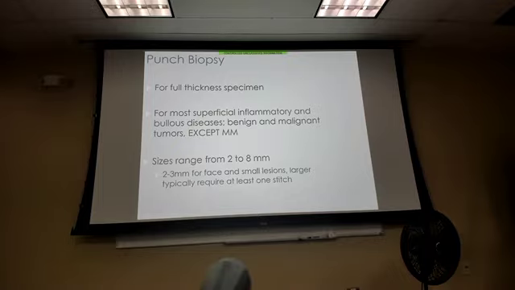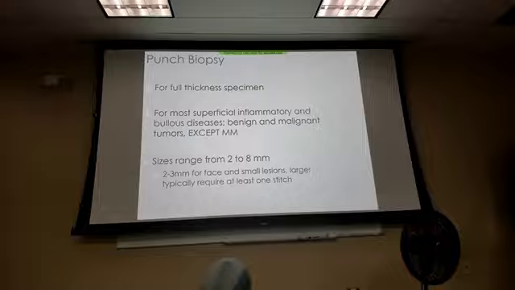This one would be used, as well as excisional, if a full thickness is needed. We use it for most superficial inflammatory and bullous diseases, and for benign and malignant tumors, except for malignant melanomas. Size ranges from 2 to 8 millimeters. So how large or small is that circle of the punch?